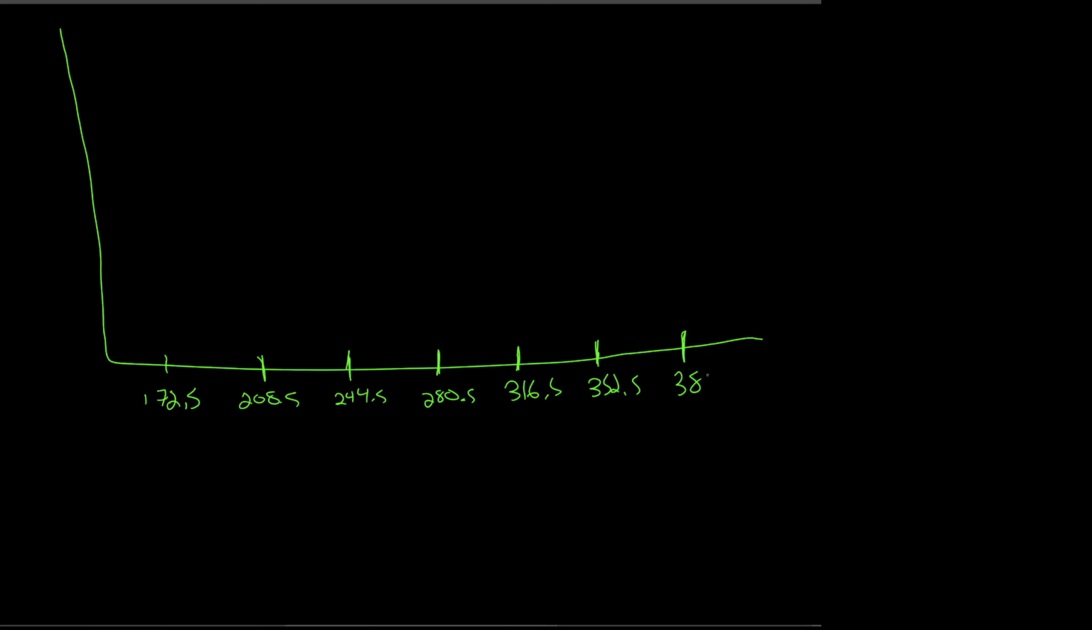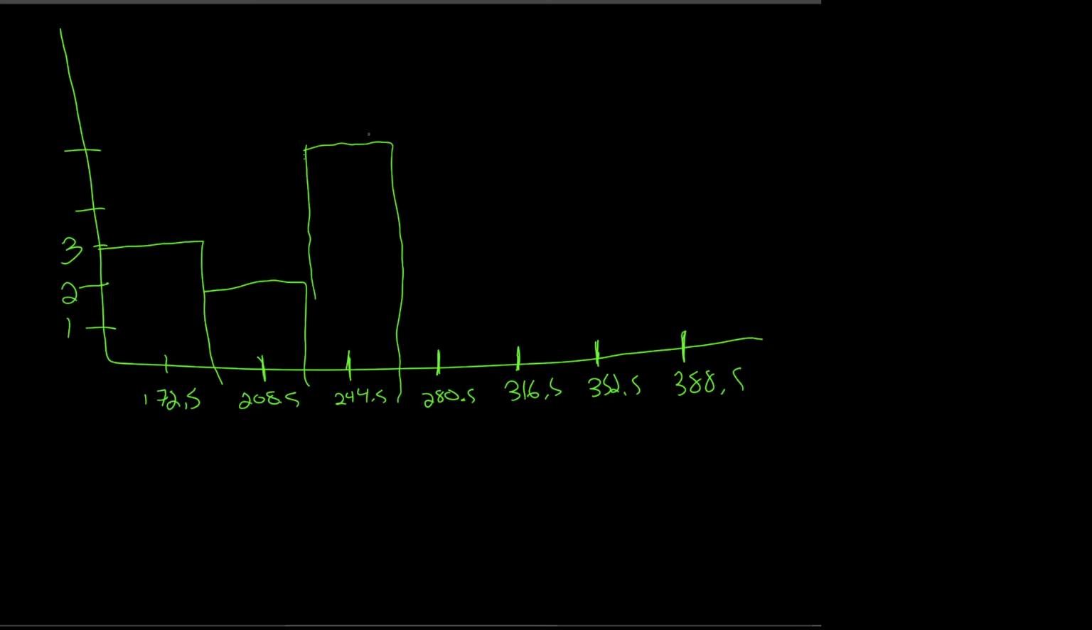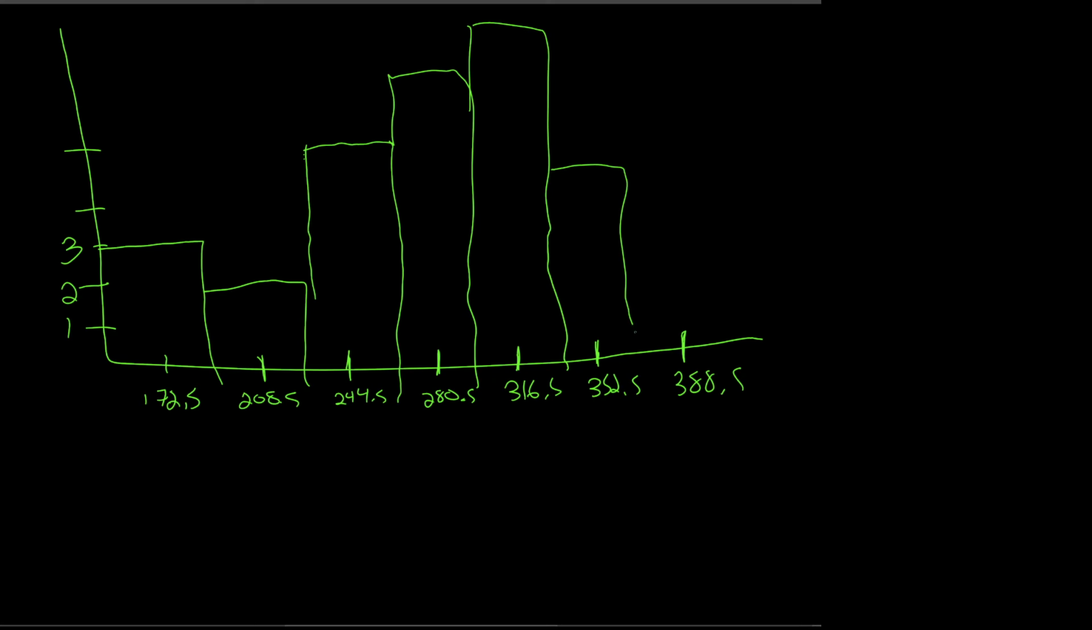And 388.5. Those were all my midpoints. And I had 3 of these, 2 of these, then 5 of these, 6 of these, 7 of these. Remember I said 50% of the stuff was in this bulk here? And then 4 of these, and 3 of these. And so there's my distribution.